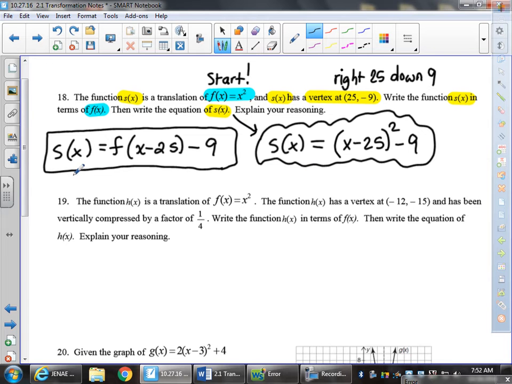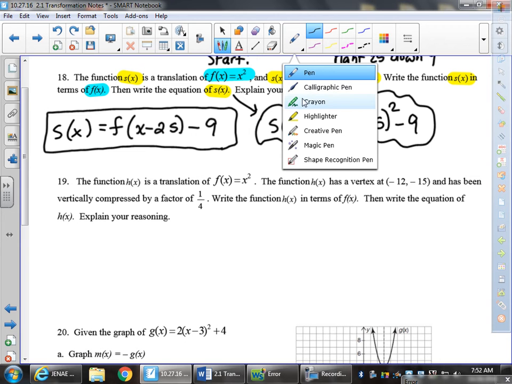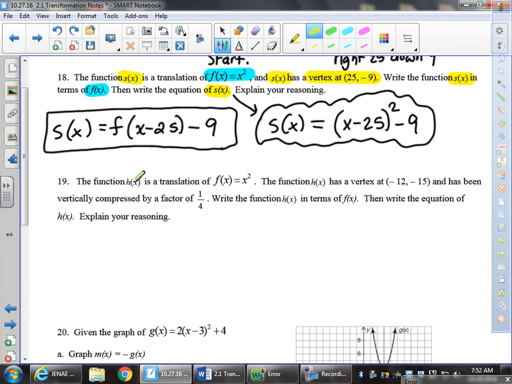Let's practice again. 19. The function h of x is a translation of f of x. Yes, so right there. Stop right there. Let's get our colors going. So h will be yellow for me, and f of x, I'm going to keep that blue. So right from this first sentence, we know we're starting where? What's our start? Parent function again. Here's my start.